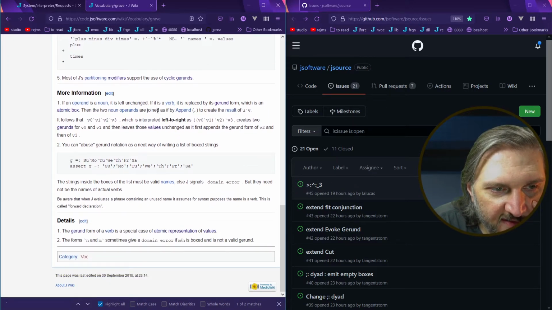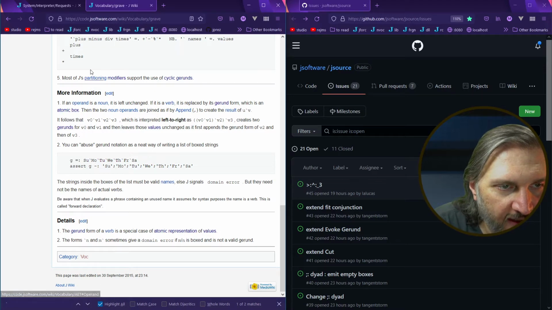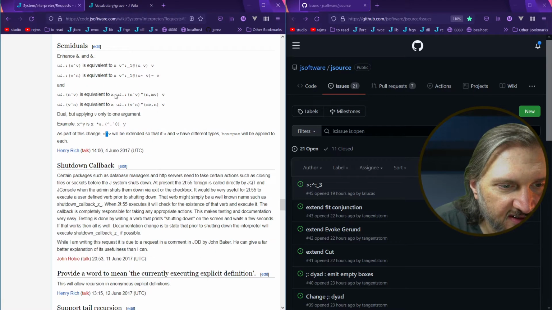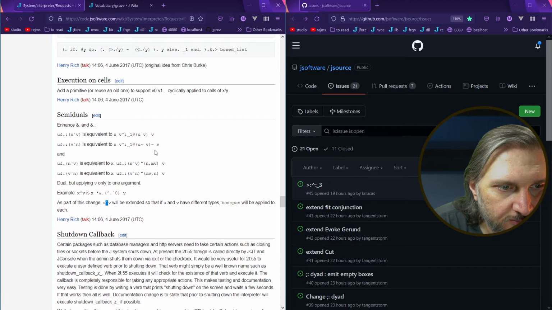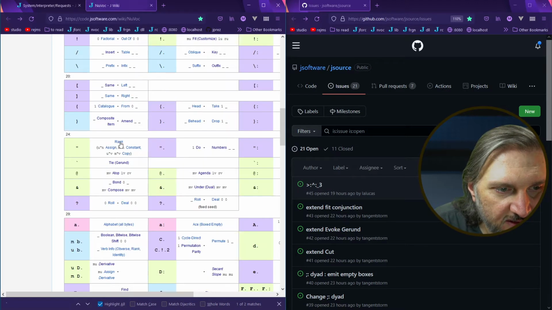It's a conjunction that allows you to take a verb and kind of turn it into this atomic form, or gerund form or whatever, and then it allows you to put nouns together, and so it's a box building system. I'm not sure if they're saying that this is already the case. Under dual.